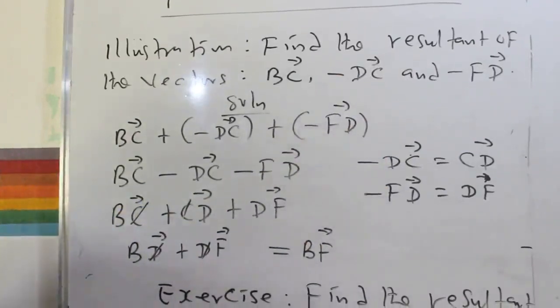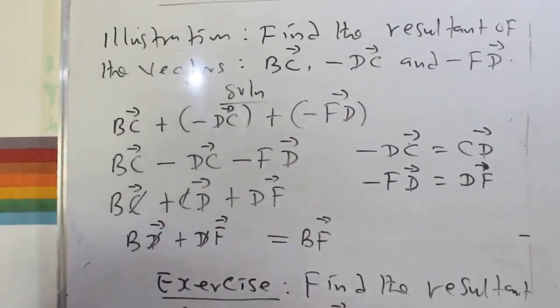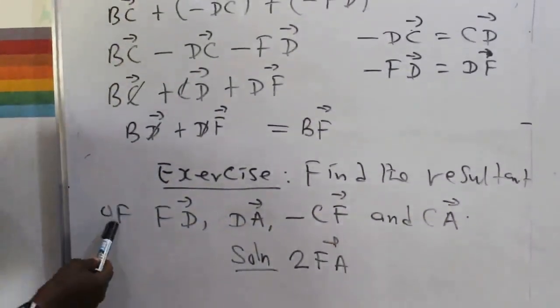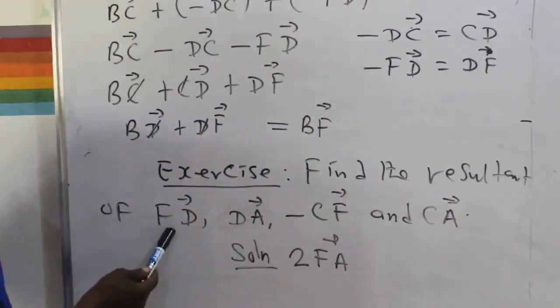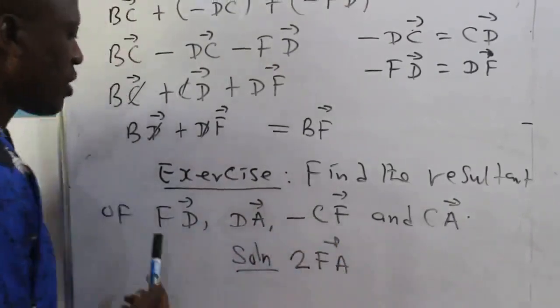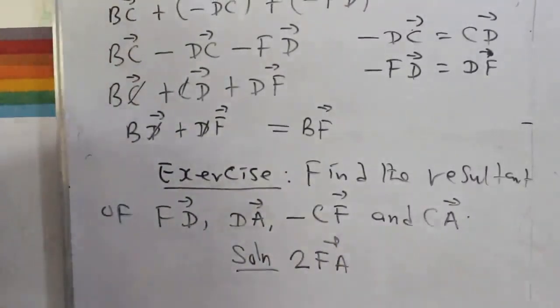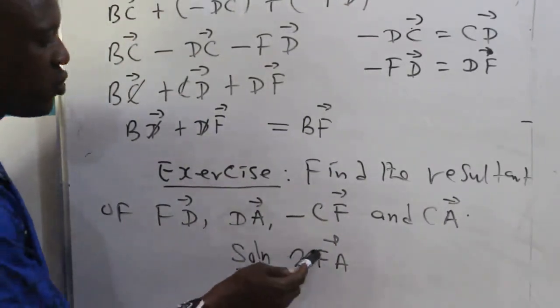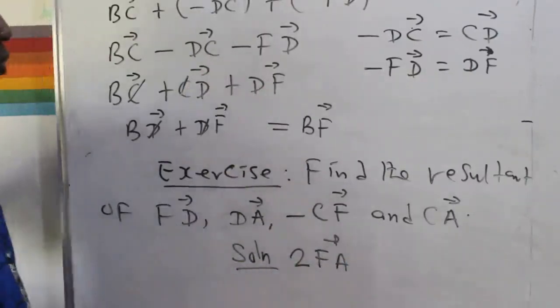Now, this is an exercise for you. Find the resultant of FD, DA, minus CF and CA. You have to find the resultant of these vectors. I've given you the answer here. The answer is 2FA. So, you try it.